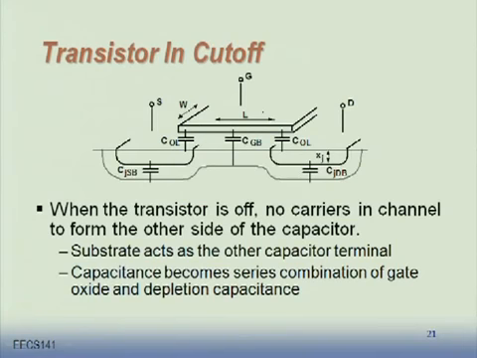So in the cutoff, what we have is a structure that looks like this. There are no carriers down here to form the other side of the capacitor. You have carriers, a lot of them, distributed down here. And the field lines that originate from here terminate throughout the body of the transistor. Is this capacitance larger or smaller than the capacitance formed between the gate and the channel when the channel is formed? Smaller, because the field lines travel longer. That's all what you need to remember.